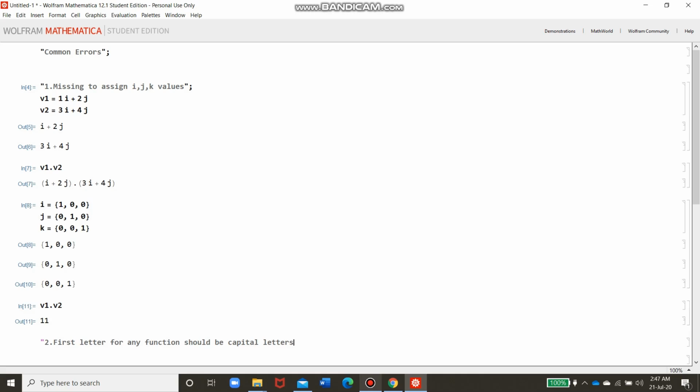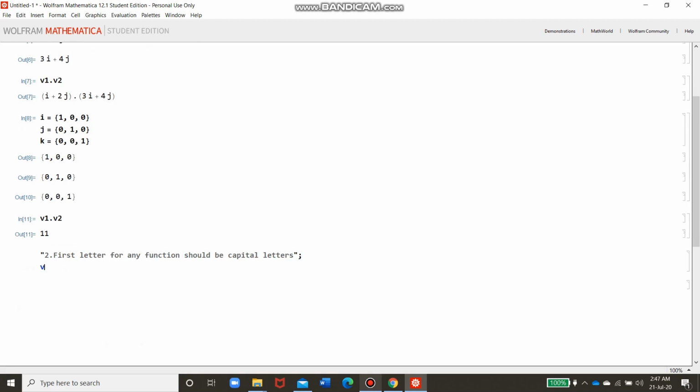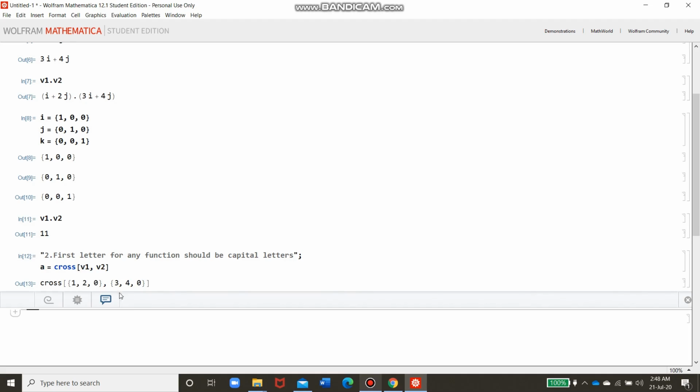So the second common error is that the first letter of any function should be a capital letter. If you do not put a capital letter, what happens, I will just show you. For example, I want to put a equal to, I'm just going to put cross v1 comma v2, shift enter. I'm getting some kind of weird answer. I'm not getting it correct.